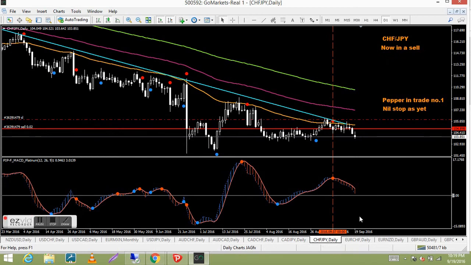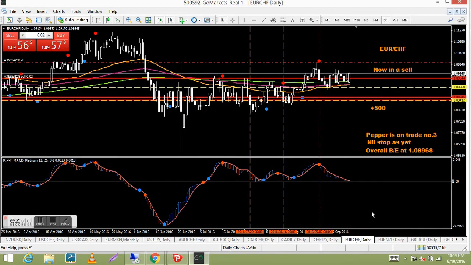CHF, Swiss Japanese yen. It's a bit confusing, all these Canadian, Swiss, Canadian, Japanese yen, Swiss yen. We're in a sell, both accounts. Nil stop on either as yet. It's all pretty tight. Again, not a big move with the trend. That blue trend line's a bit hard to spot amongst the MAs. It's coming down. It seems to be holding nicely. So all good.